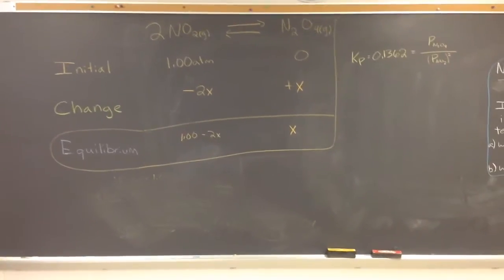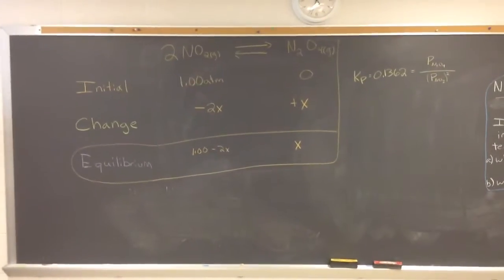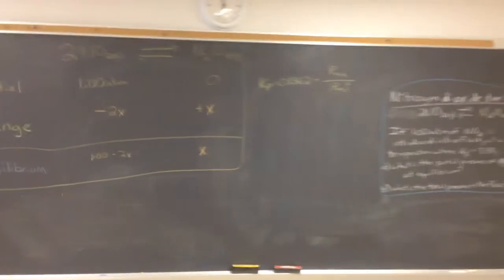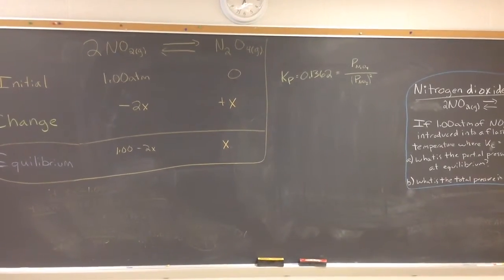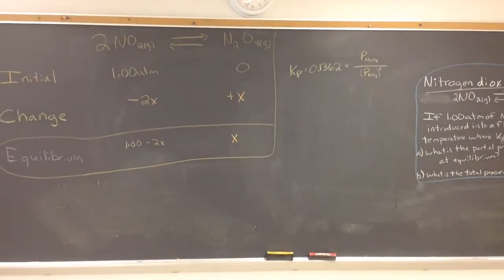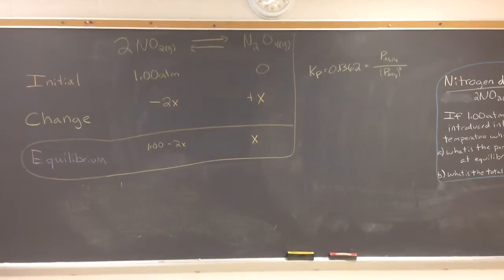Okay, so I want to continue with this problem again and come back to this. Here's our ICE table again. Here is our KP setup, simplified now after cleaning up our mess.